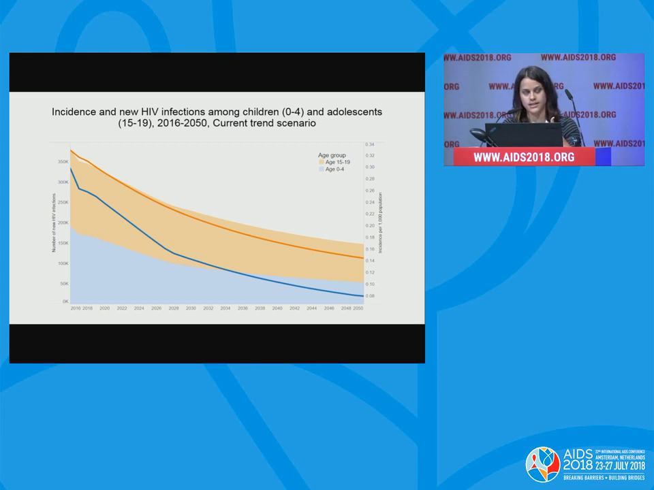And in terms of incidence, we see a projected average rate of 2% decline in children under 5, but only 1% decline among adolescents. And since incidence and infections are projected to decline faster among children than adolescents over time, adolescents will experience a larger and larger share of the burden of new HIV infections for young populations.